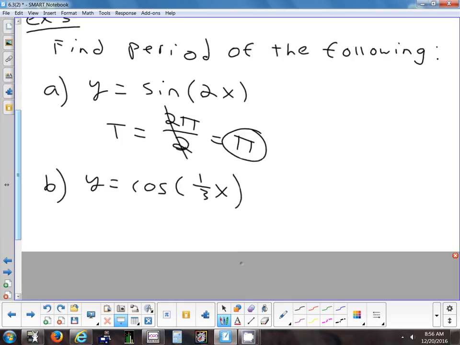Okay. How about cosine 1/3 x? It's 2 pi over 1/3. And what's 2 pi divided by 1/3? 6 pi. Yep. So this is a stretch. Now, instead of going to 2 pi before you repeat, you're going to have to go triple as far before it repeats. So that's a very stretched out kind of wave. Okay. Any questions on that?